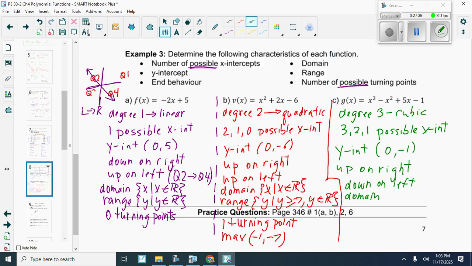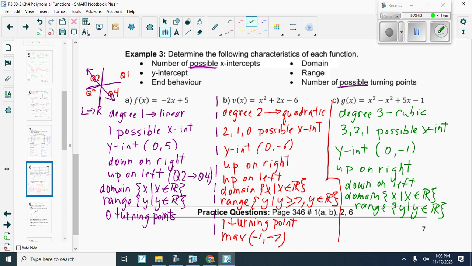Guys, are there any restrictions on an odd degree? Okay, x such that x belongs to real numbers. Our range: y such that y belongs to real numbers.